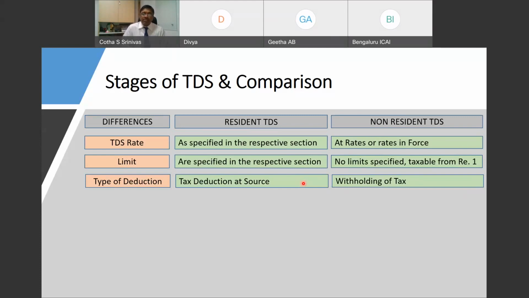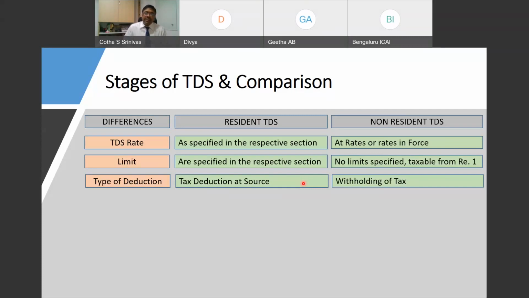So what is the difference? Take an example of resident TDS. Let us take an example of section 194J, where all of us are chartered accountants. If one of our clients is making payment to us, and if it exceeds the limit under 194J, they will deduct TDS at 10% and they will give it to us.